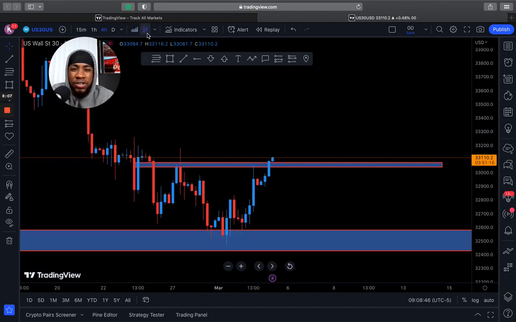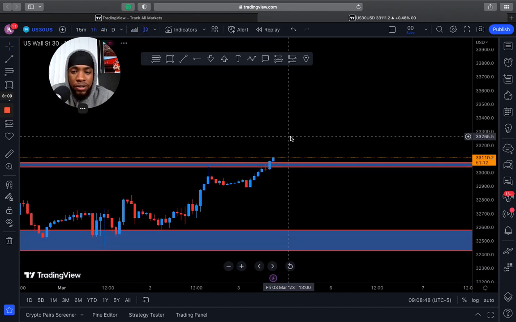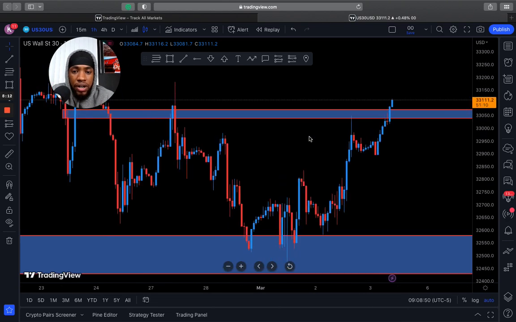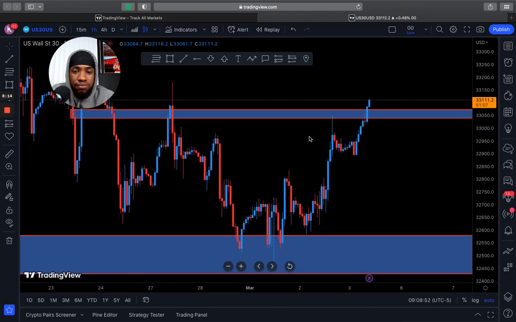And this is where understanding chart patterns and candlestick patterns comes into play, especially when you're looking at the 1-hour. It becomes a lot more easily identifiable.